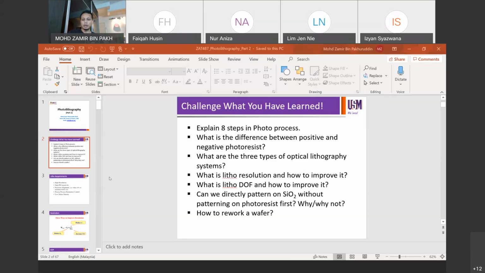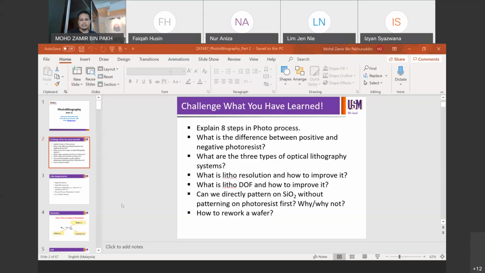So DOF, a range of focus that can be printed, in order to deliver the resist profile with the right specifications. We don't want to print at any range and deliver dodgy profiles on the resist. We don't want that to happen. So you want to deliver the resist profile as intended, right? Then the range of the focus is called DOF, depth of focus.